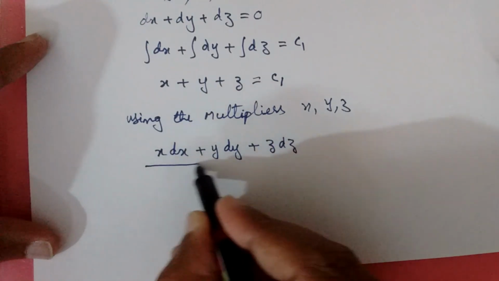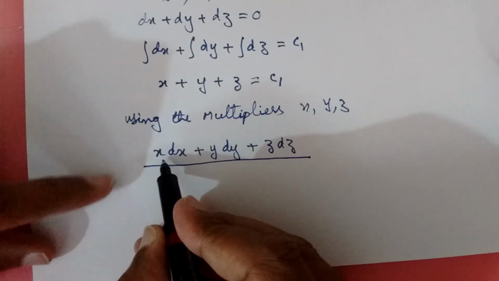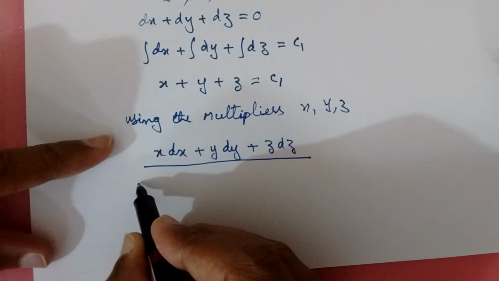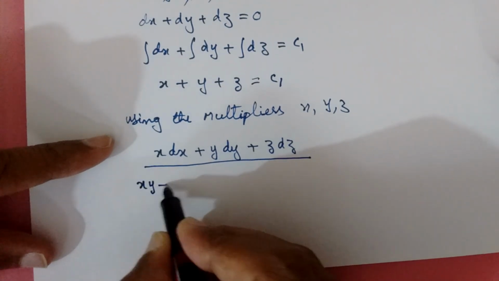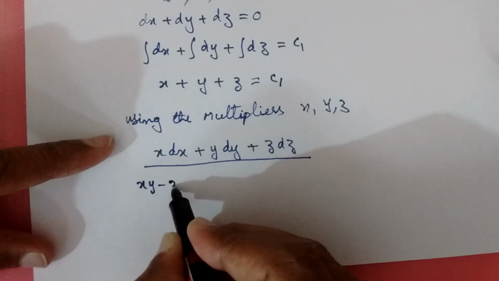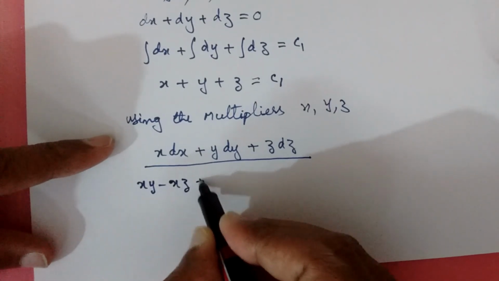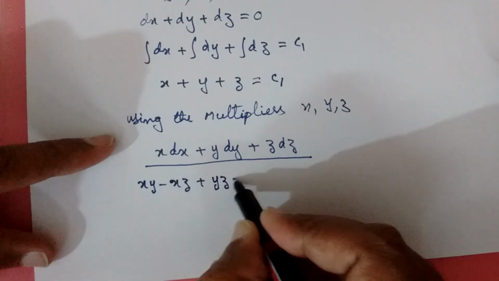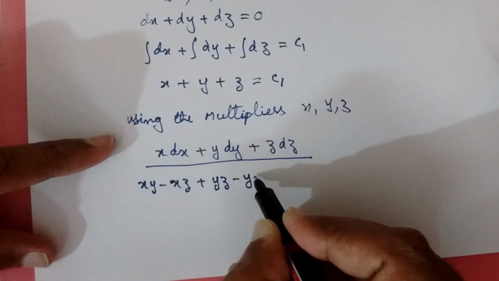So whole divided by, because you have multiplied the first term by x, the denominator of that expression has to be multiplied by x, so you will get x times (y - z). The next term is multiplied by y, so it is y times (z - x), or y times z minus y times x, or xy.